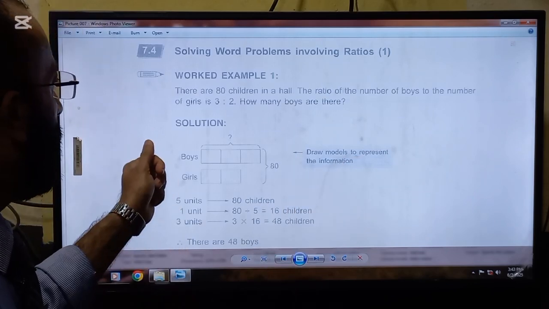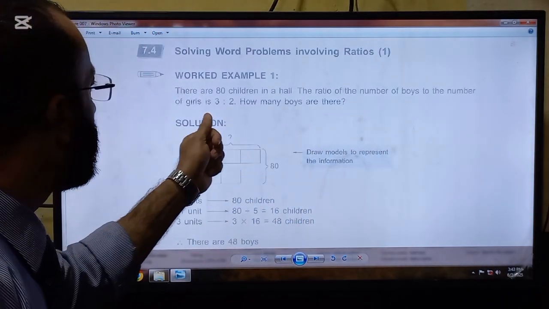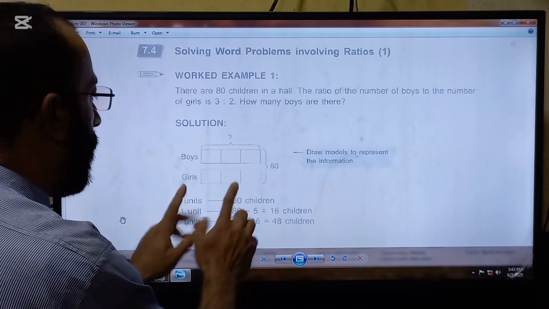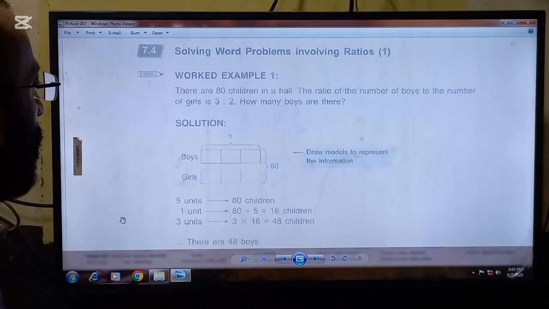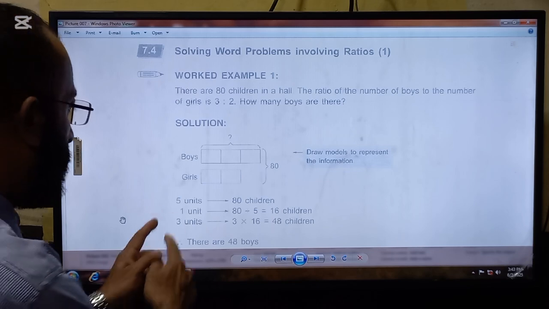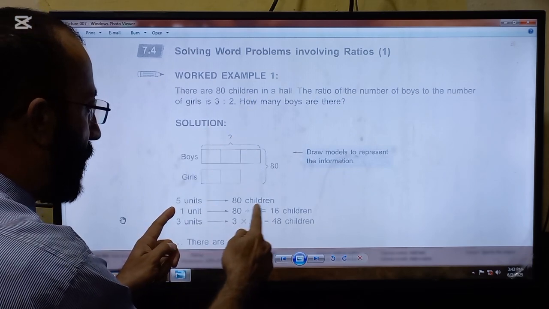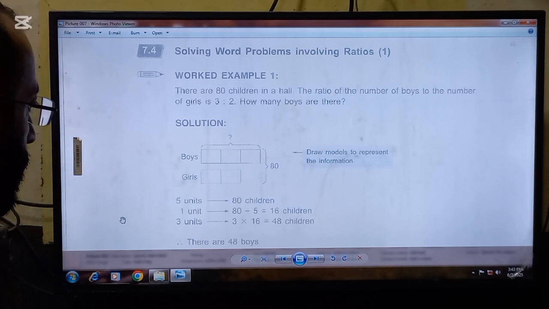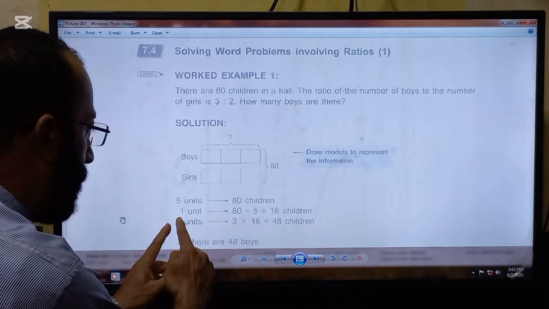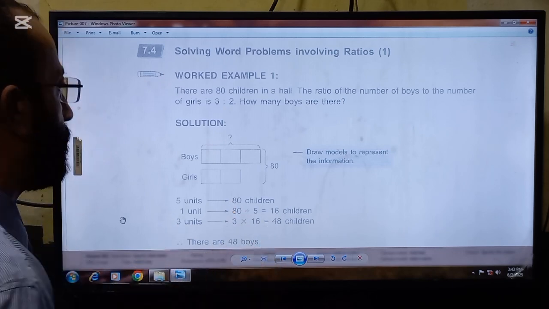So look now, the ratio of boys to girls is 3:2, which means 3 blocks of boys and 2 blocks of girls. In total there are 5 blocks, which represent the total children. So 5 units represent 80 children. Divide both sides by 5. So 5 divided by 5 will be 1 and 80 divided by 5 will be 16.